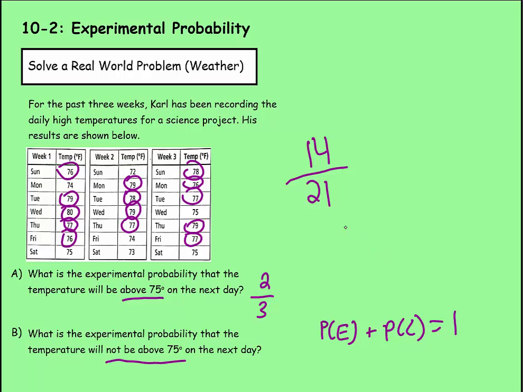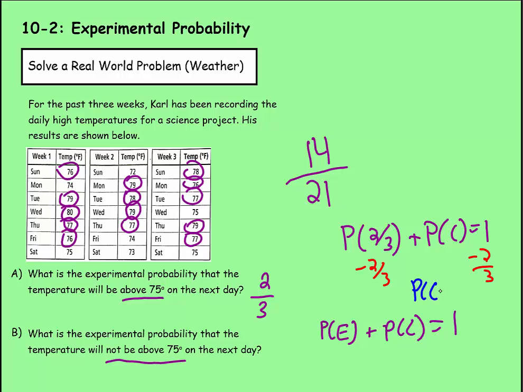So writing that formula up here, the probability of 2/3, which is the high temperature, plus the probability of the complement equals 1. Then we could find the complement by subtracting 2/3 to get the complement by itself. 1 minus 2/3 equals 1/3. So the probability of the complement equals 1/3. So it would be a 1/3 chance that it would not be above 75 on the next day. And you can always check your work to make sure that the event plus the complement equals 1. 2/3 plus 1/3 would equal 1.